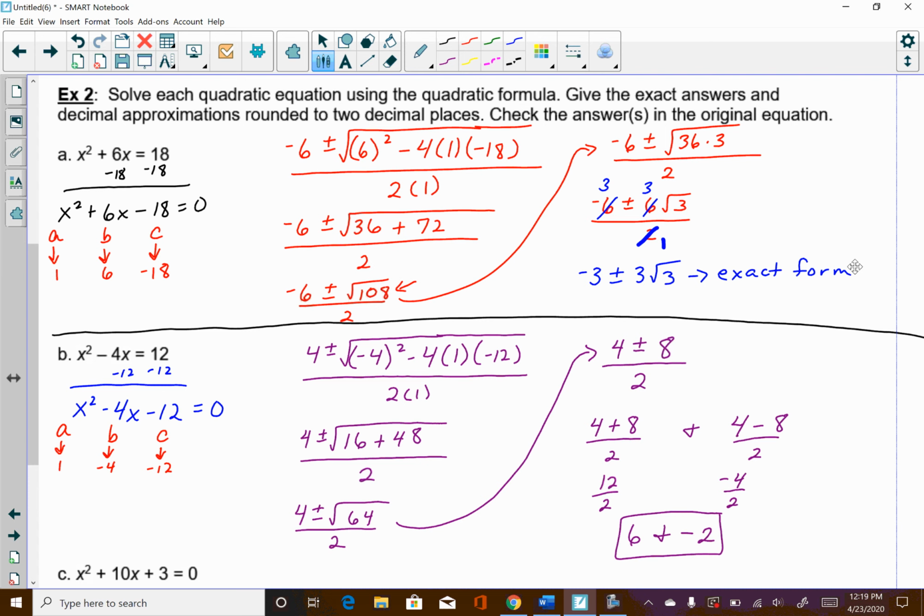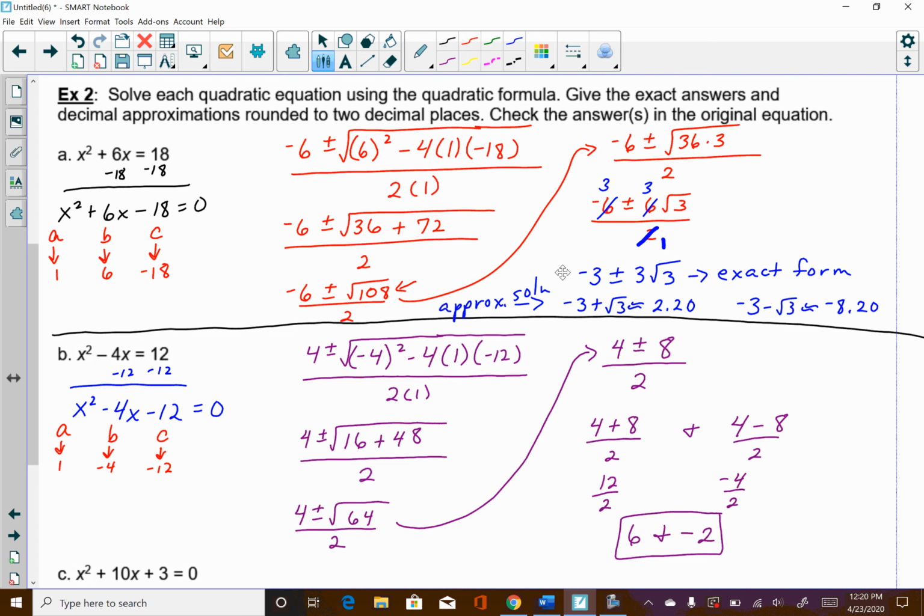And then if we want to get approximations, you would put in your calculator -3 plus the square root of 3, and you would get approximately 2.20. And then you would put in your calculator -3 minus the square root of 3, and you get approximately -8.20. Okay, and like I said, these two are referred to as your approximate solutions.